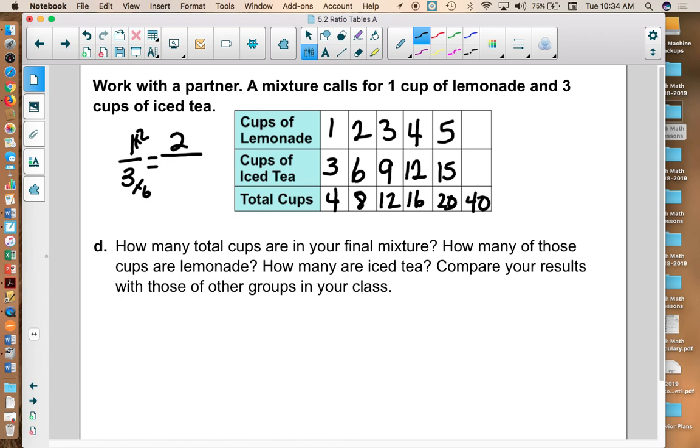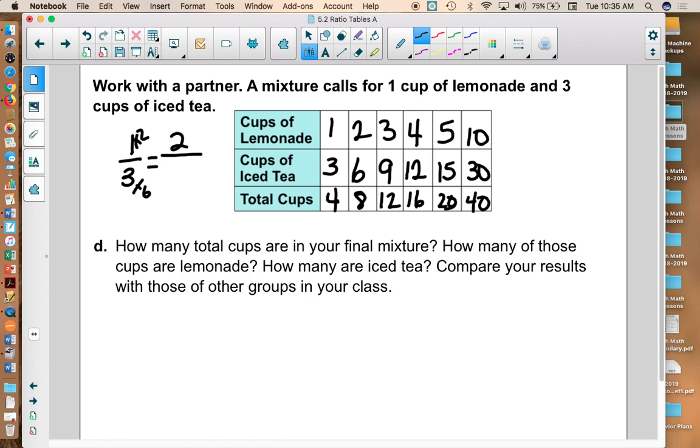What's it going to be, Braden? Cups of lemonade is 10, and cups of iced tea is 30. How do you know that? Because 5 plus 15 equals 20. If you take 5 times 2 equals 10, 15 times 2 equals 30. He went from here and multiplied it.